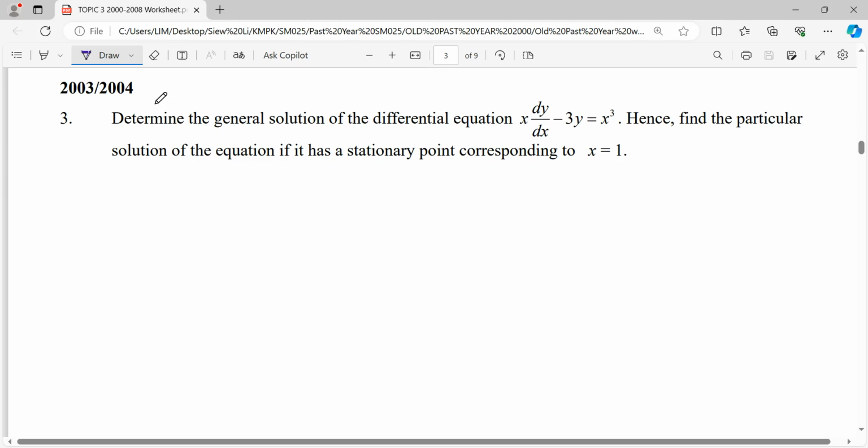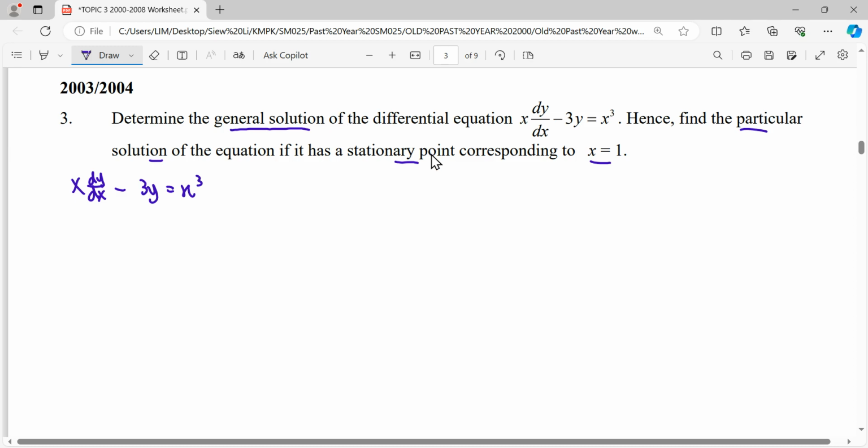Hi everyone, for this question it said determine the general solution of the differential equation x dy/dx minus 3y equals x cubed. Hence, find the particular solution for the equation if it has a stationary point corresponding to x equals 1.